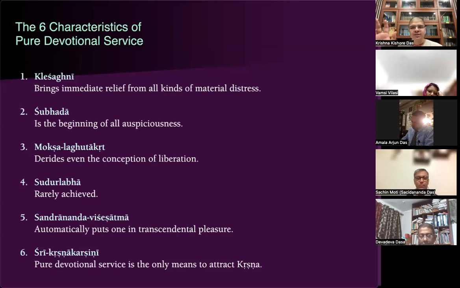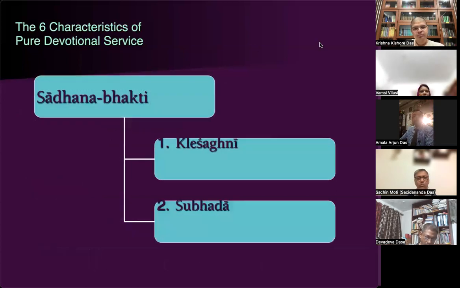All other processes, they have to run after Krishna. But when one practices devotional service, Krishna comes running towards the devotee. Krishna Akarshan, like a magnet, it attracts Krishna. Akarshan means attracting. So pure devotional service is so powerful, it attracts Krishna. Krishna Akarshani. So we'll discuss these symptoms, or the characteristics, of pure devotional service today.